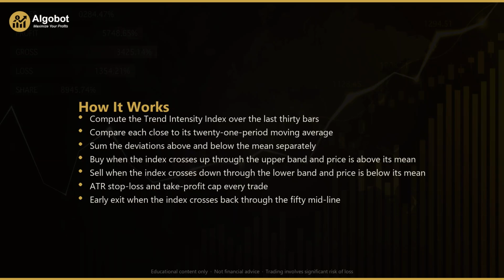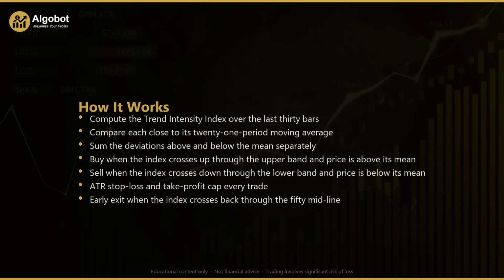On each newly closed bar, the expert advisor rebuilds the Trend Intensity Index. By default, it looks back over a window of 30 bars, and for each of those bars it compares the close to a 21-period simple moving average calculated as of that bar. Deviations above the average are summed into a positive pool. Deviations below are summed into a negative pool. The index is 100 times the positive pool divided by the total of both pools. That gives a smooth number between 0 and 100 that describes how lopsided the recent action has been.